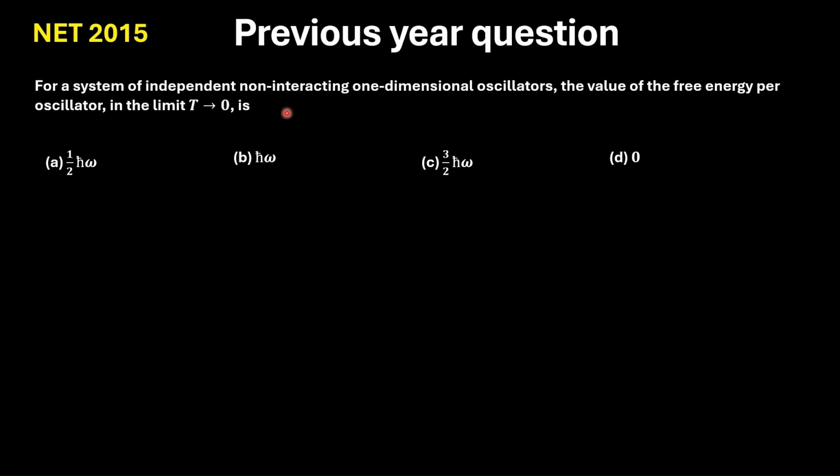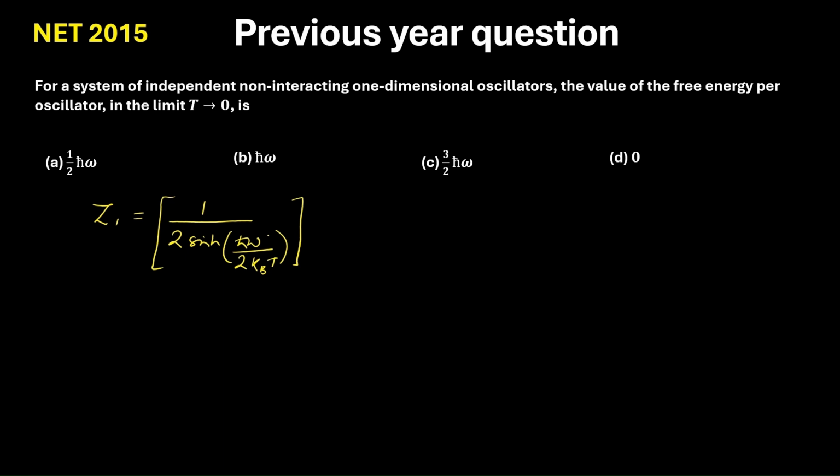In this question, we are told to find the value of free energy per oscillator for a 1D oscillator in the low temperature limit. Now, to identify whether this oscillator is a quantum oscillator or a classical oscillator, we can see in the options h bar is given, so they are referring to a quantum oscillator. Now, first let us write down the partition function for a single oscillator. It is given by 1 by 2 sinh(h bar omega / 2 kBT).